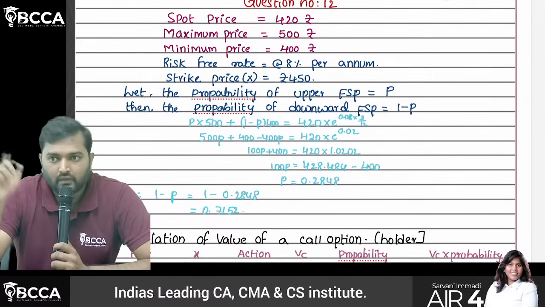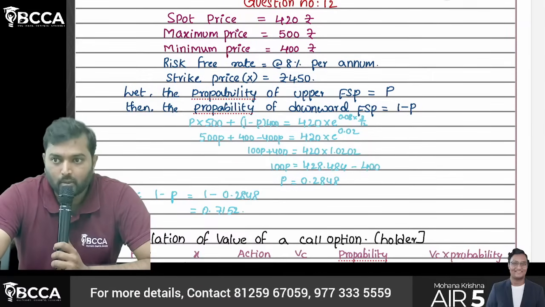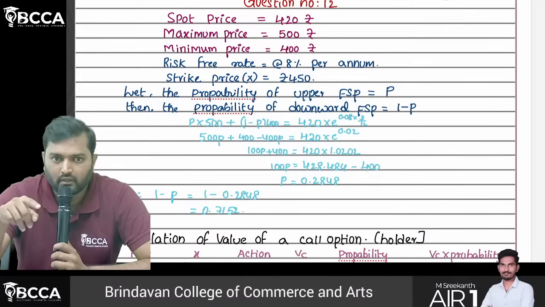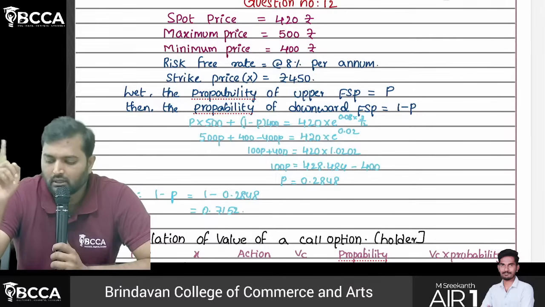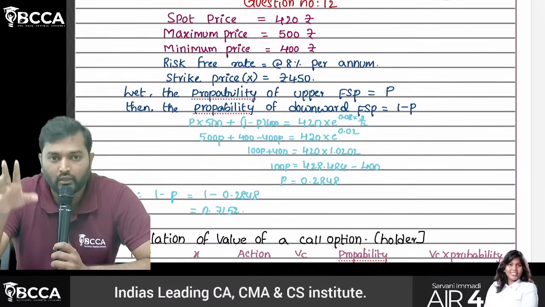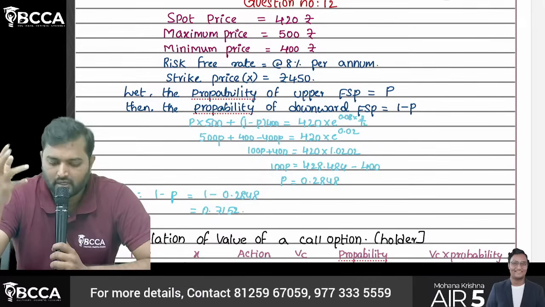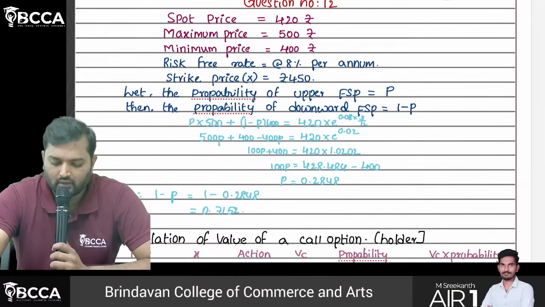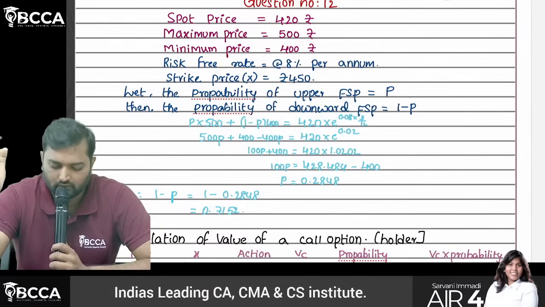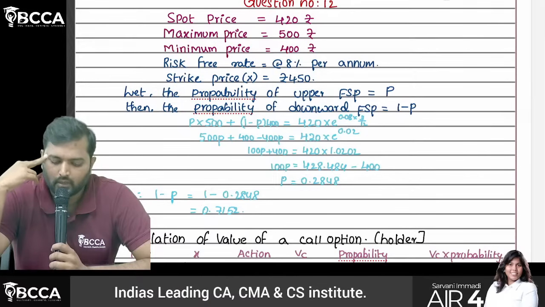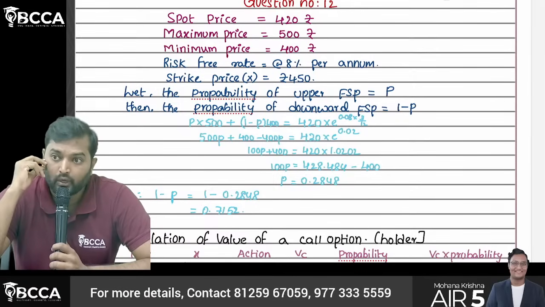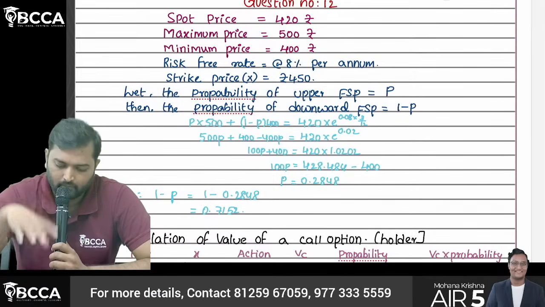In the previous question we calculated the expected spot price by doing a weighted average. Weights were given in the question, but under the risk neutralization method, we are going to find out the weights. So P into 500 plus 1 minus P into 400 is equal to 420 into e power 0.08 into 3 by 12. After solving, you will get probability 0.2848.